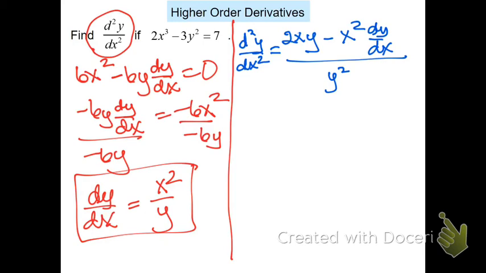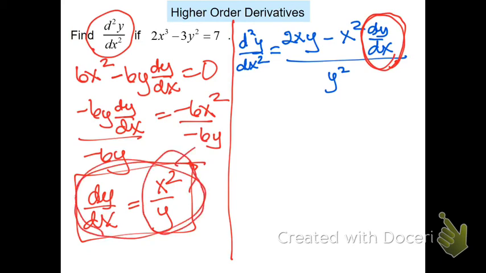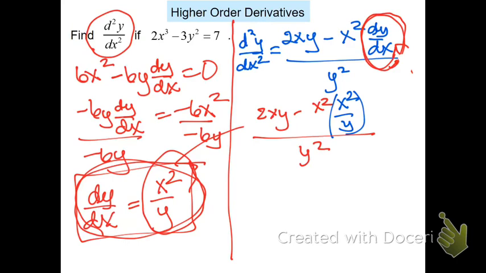Okay, well, you might think that's the answer, but it won't be. And the reason is this second derivative still has a derivative in it. So all you do from here is replace this dy/dx with what dy/dx equals over here. So I'm going to take this and plug it in for the dy/dx and then simplify, and then you'll be done. Okay, so go ahead and replace the dy/dx with x squared over y.